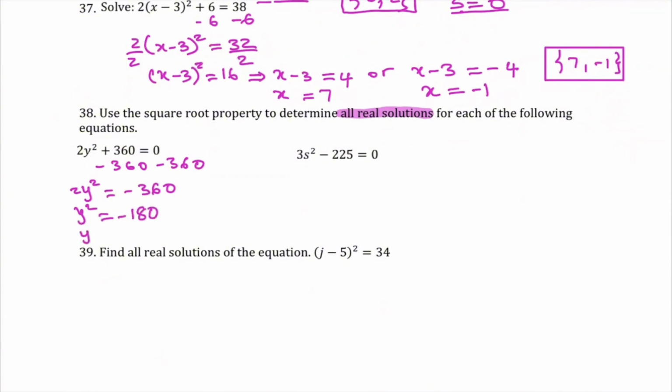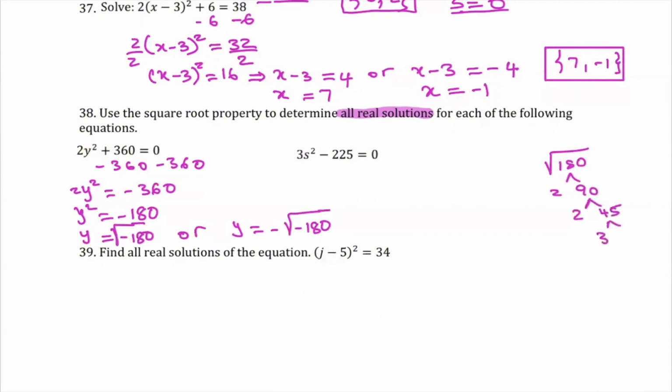And then y equals the square root of -180, or y equals the negative square root of -180. Square root of 180, if we factor the 180, that's 2 times 90, 2 times 45, 3 times 15, 3 times 5. And then here I can pull out a 2, can pull out a 3. So that gives me a 6 on the outside, and then square root of 5.